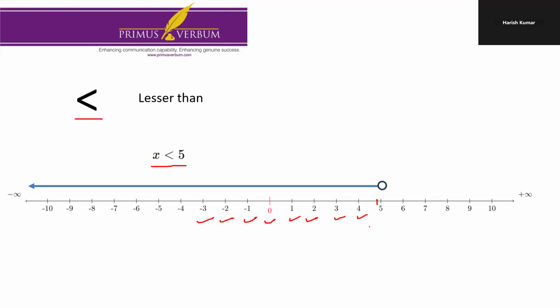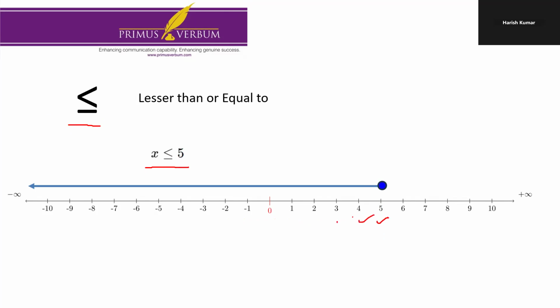So now let's move on to the next symbol. This symbol in math means less than or equal to. So x is less than or equal to 5. So what does that mean? It means x can take a value of 5, 4, 3, 2, 1, 0, minus 1, minus 2, and it goes on till minus infinity, which is the smallest number possible. That is, it's a negative number and it is very small in value.